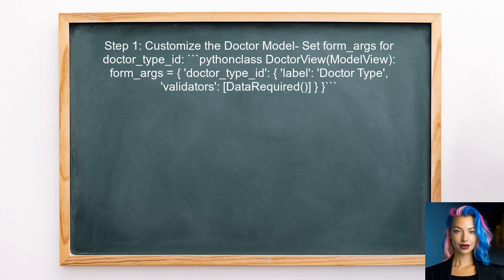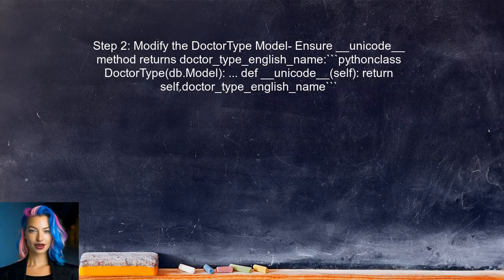To display meaningful foreign key information in Flask-Admin forms, the user should start by customizing the doctor model. Specifically, they need to set the form args for the doctor type ID field. Next, the user should modify the doctor type model to ensure it returns the doctor type English name when displayed in the dropdown. This is done by implementing the Unicode method correctly.